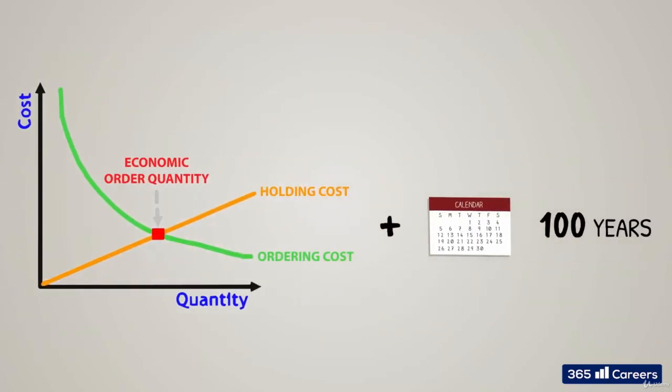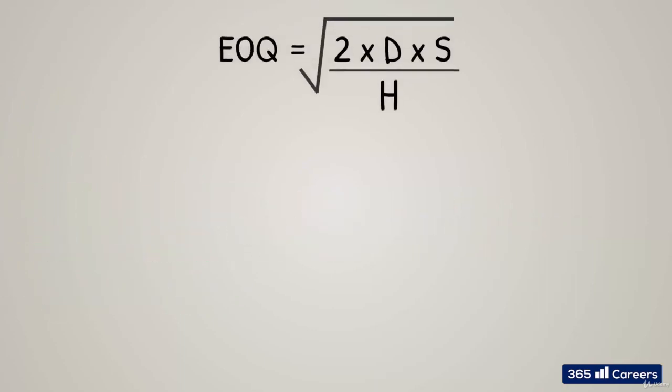So, mathematical calculus allows us to obtain a formula, the Wilson EOQ formula, which has been used for more than 100 years actually. The Wilson EOQ formula can be written in the following way. The square root of 2 times the annual usage of the raw material times cost to purchase divided by holding cost. Imagine we have the following example.